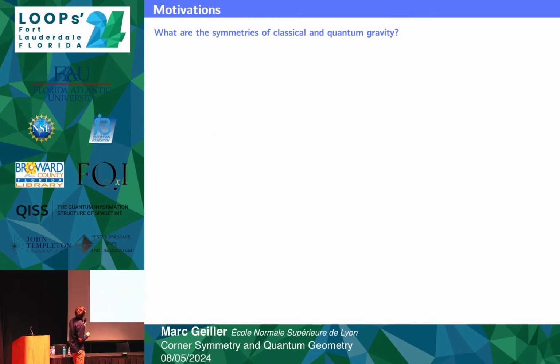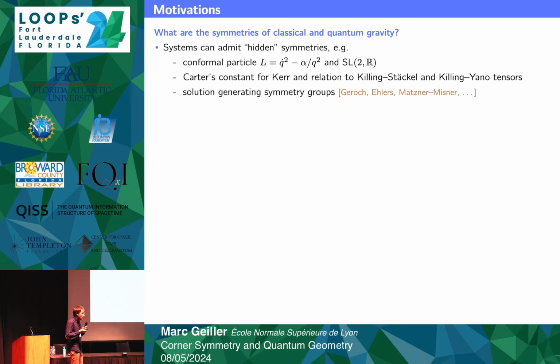If you ask what are the symmetries of classical and quantum gravity, this is a non-trivial question because already for simple systems, we know that there are things which I call hidden symmetries. Maybe it's a poor choice of word, but this is just to say that sometimes even simple systems can have symmetries which are not very obvious, which are in a sense a bit hidden, and you have to work to exhibit these symmetries. For example, a very simple particle model is the conformal particle, which has SL(2,R) symmetry. This is not immediately obvious when you look at this Lagrangian.